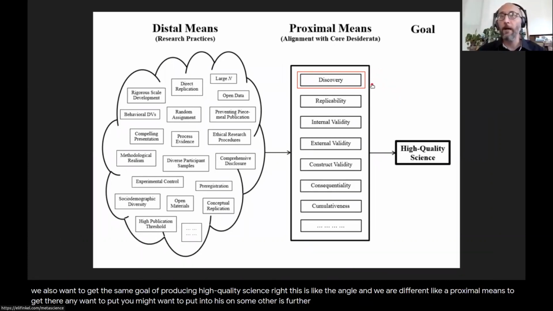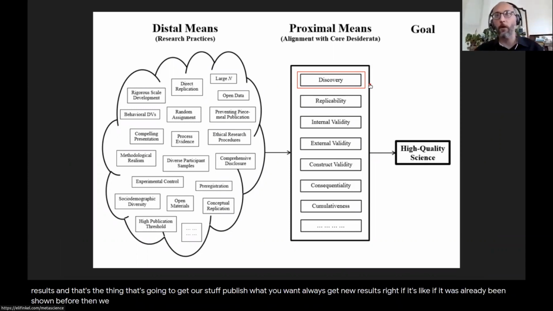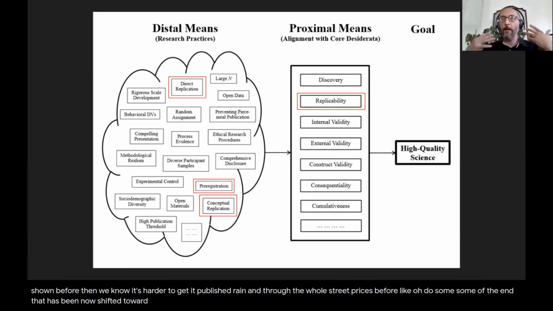For a very long time, people were like, no, we want to produce new results, and that's the thing that's going to get our stuff published. So we want to always get new results, right? If it's already been shown before, then it's harder to get it published, right? And through the whole reproducibility crisis, some of the emphasis has now shifted towards, okay, let's put more effort around replicability.